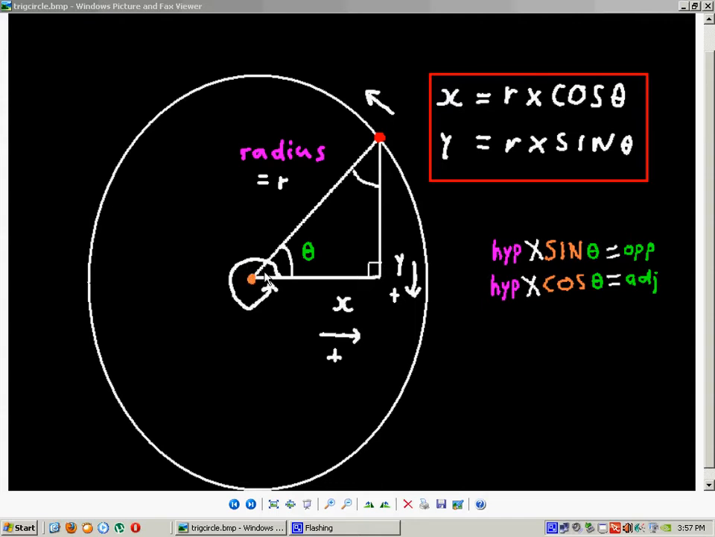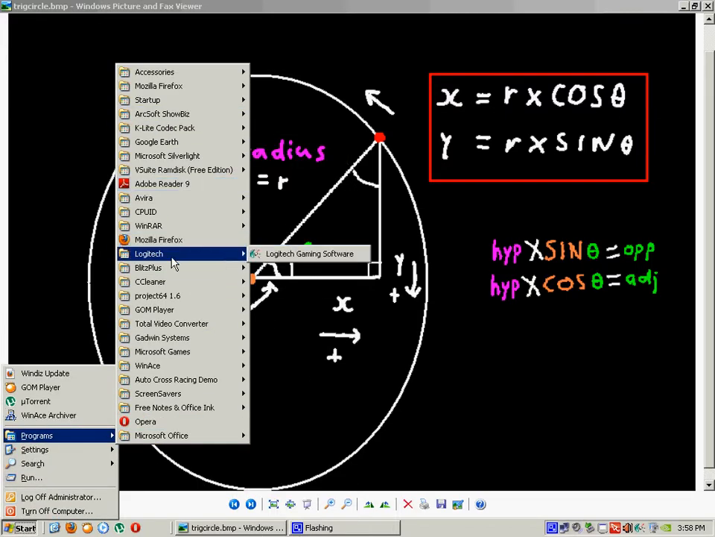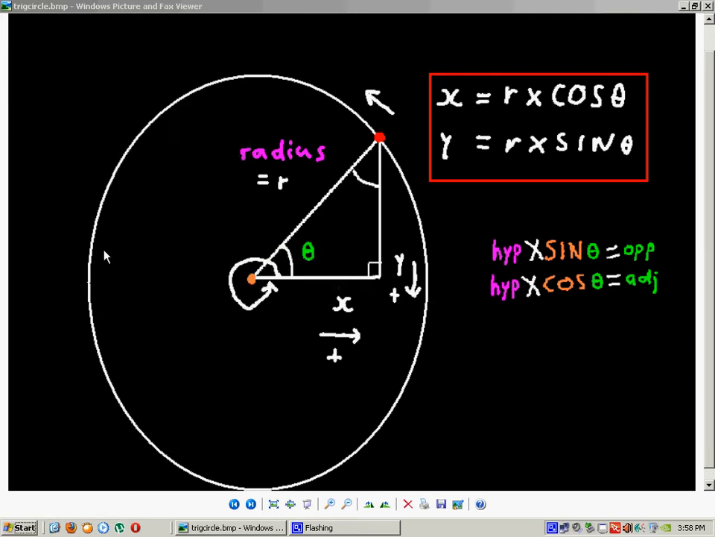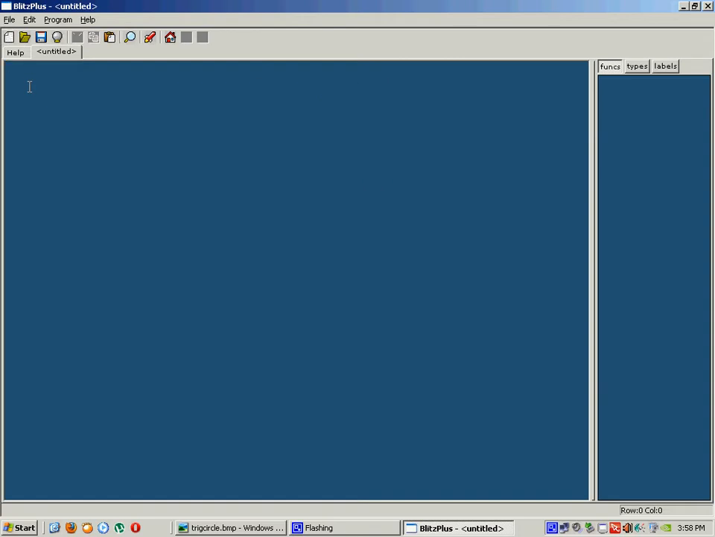So now by using these two formulas, we can work out the x and y position or coordinates of the red point in relation to the center of the circle, which is the orange point. So basically, let's start up Blitz Basic. Where is it? Blitz Plus, there we go. And open a new window.